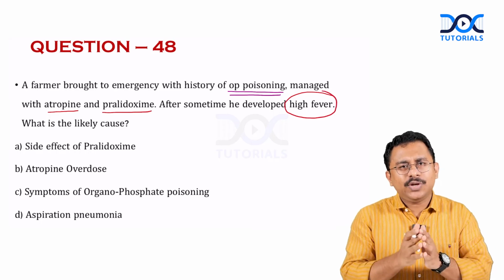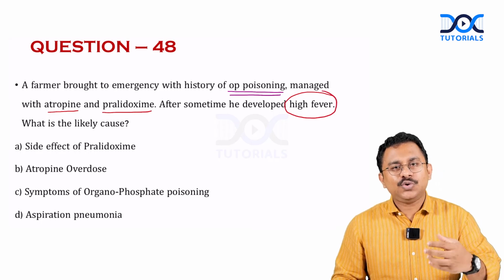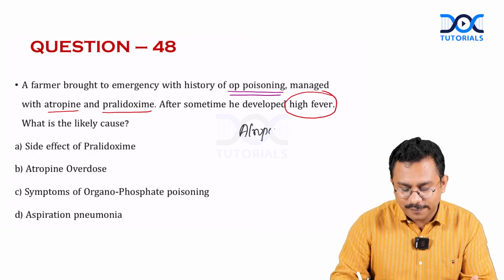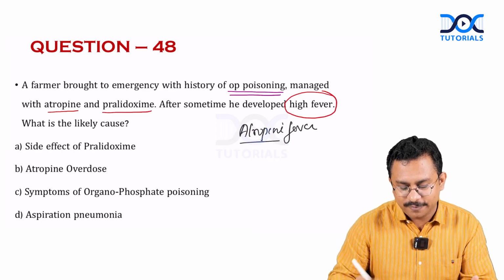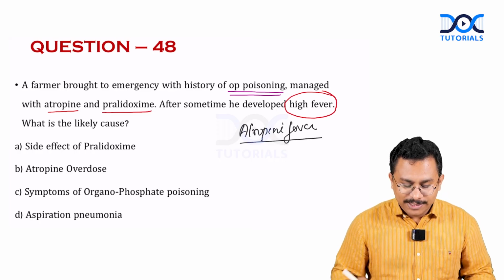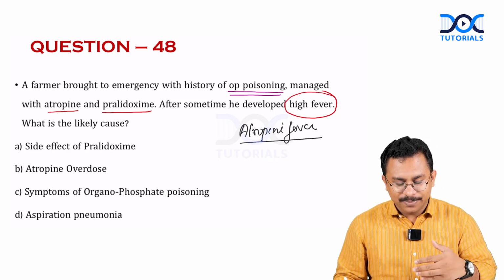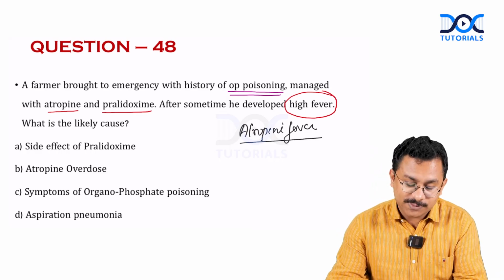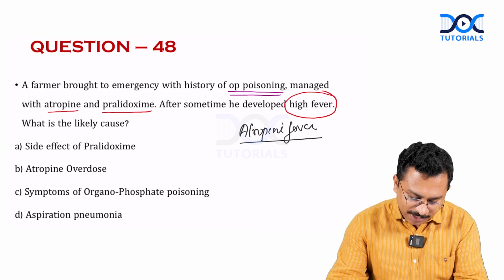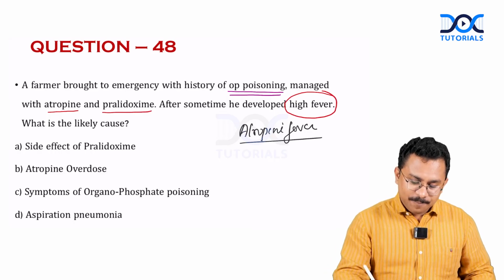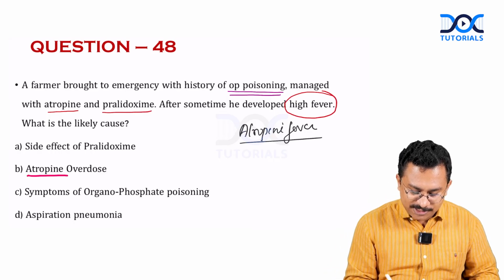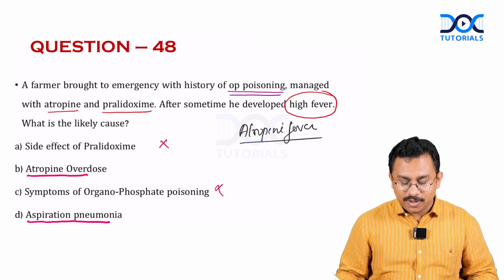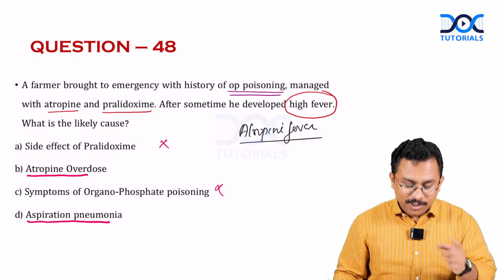So there are actually two possibilities. One is due to the atropine per se. You may develop the so-called atropine fever as a result of administration of atropine. That is due to atropine overdose. You may get pyrexia. You can also have aspiration pneumonia. Patients with organophosphorus poisoning can have aspiration pneumonia. So one of the options here is atropine overdose, option B, and the other option is aspiration pneumonia. Anyway, it's not a side effect of pralidoxime. I can rule it out. It's not a symptom of organophosphorus poisoning. So what is it between these two?